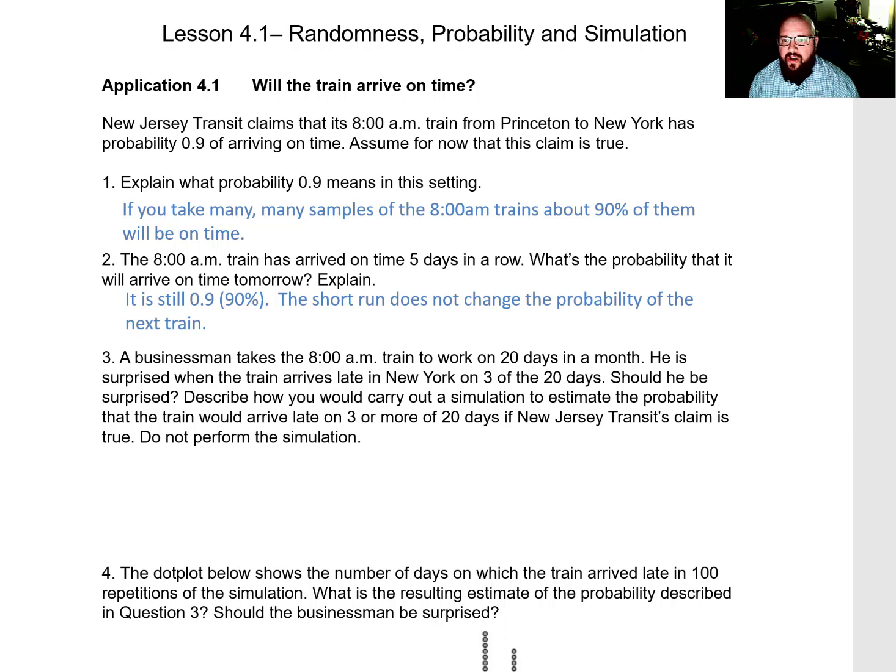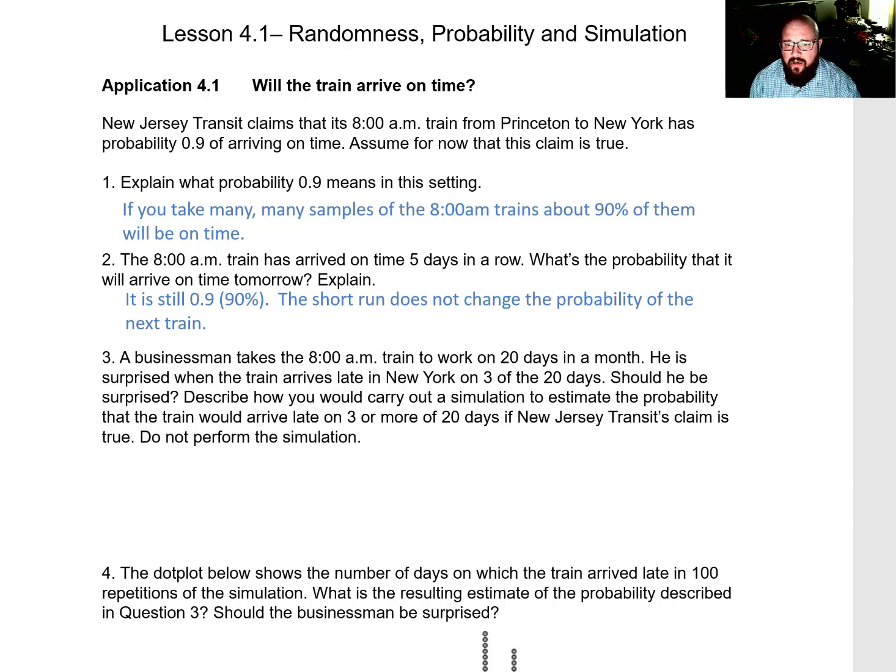Okay, so the train arrived 5 days in a row. Well, that's great. So what's the probability that it arrives tomorrow? Well, that train still has a 90% chance of arriving on time. It said that in the initial problem. We assume that's true, that if a train leaves at 8 a.m. from Princeton to New York, the probability of arriving on time is 90%. So it still has that 0.9 or 90% chance. The short run does not change the probability of the next train. It doesn't change just because that one train arrived on time, or even if it didn't. If, let's say, the 6th train doesn't arrive on time, that doesn't affect the 7th train that takes off and goes there. It still has a 90% chance of arriving on time.